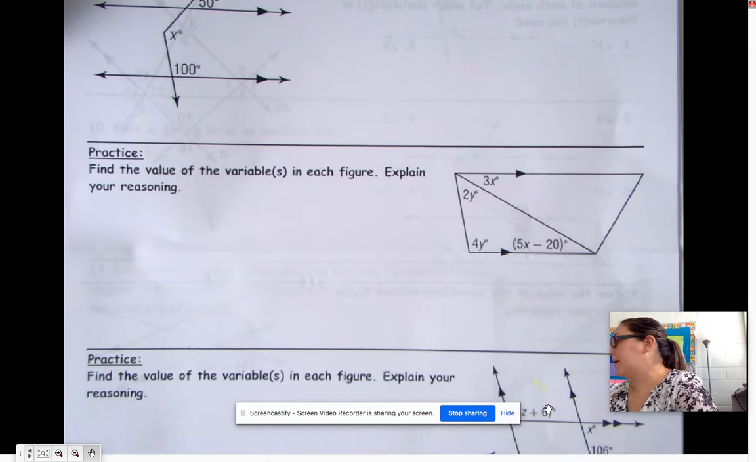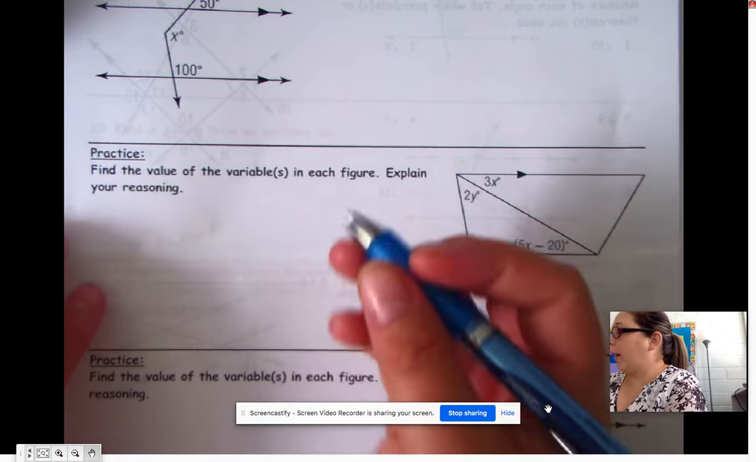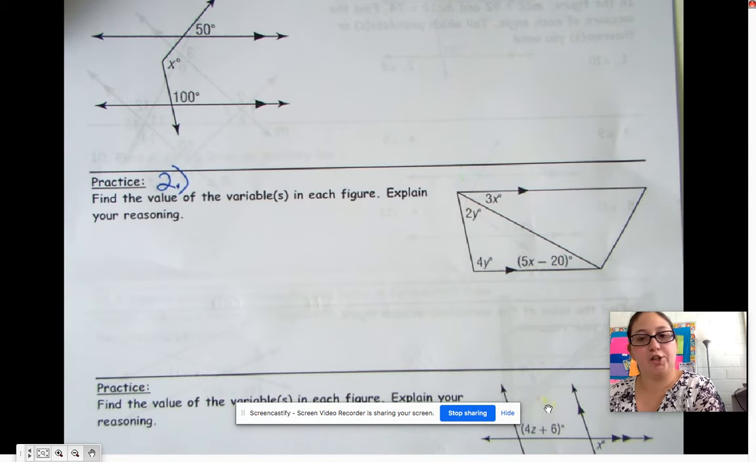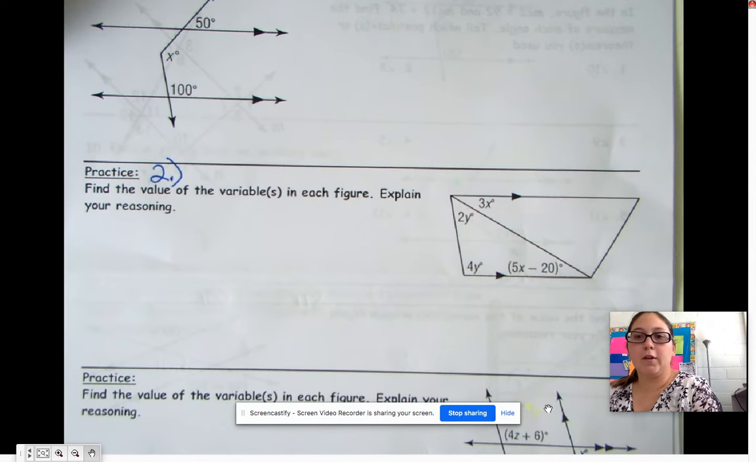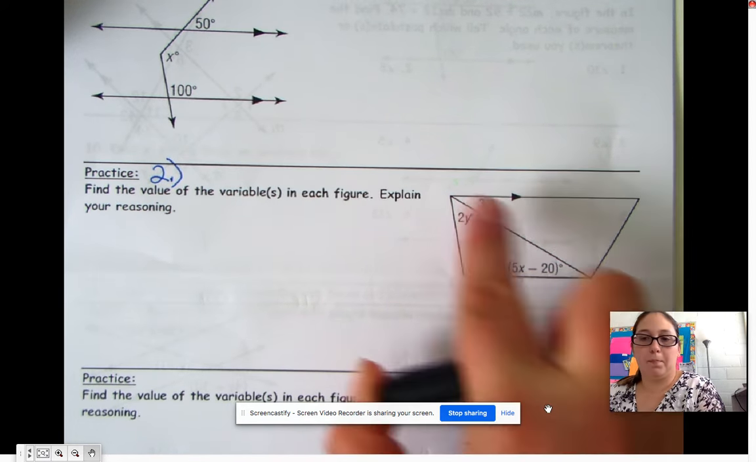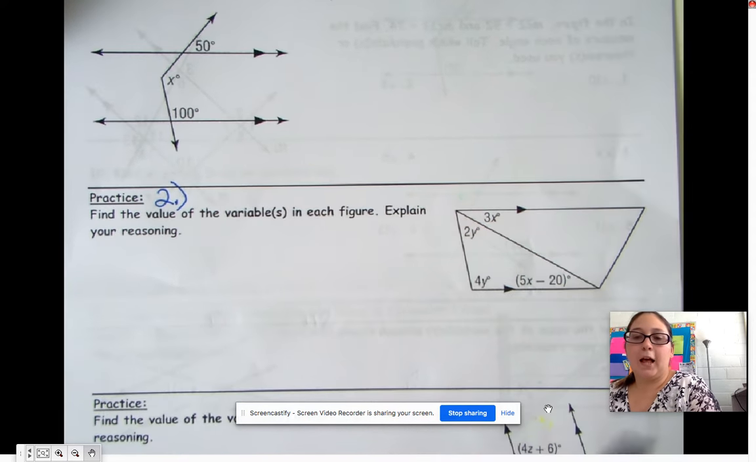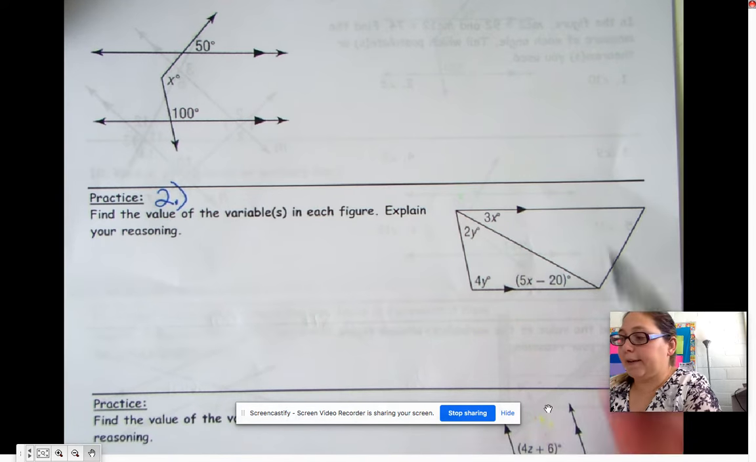Okay, one more example that I would like to do on your review. This is going to be practice 2 that's labeled. The easiest way to do this is to actually extend your lines. Even though it looks like a trapezoid, trapezoids have parallel bases, and so we know that these lines are parallel. To help us see the relationships better, I like to extend the lines.